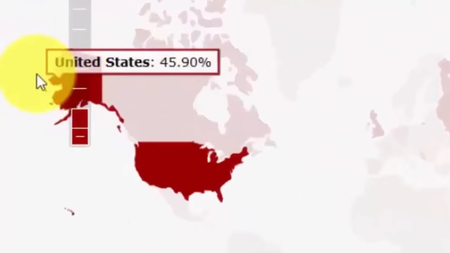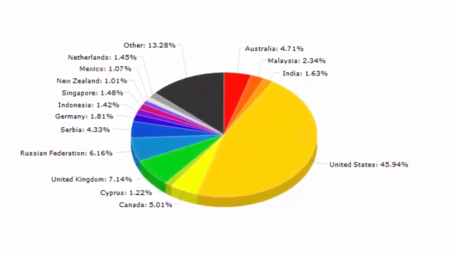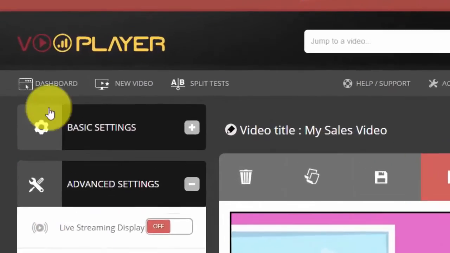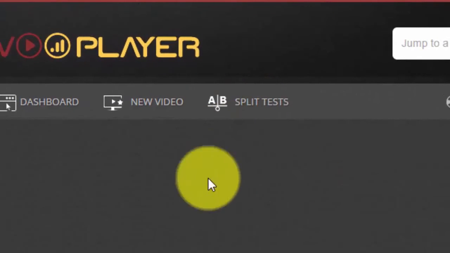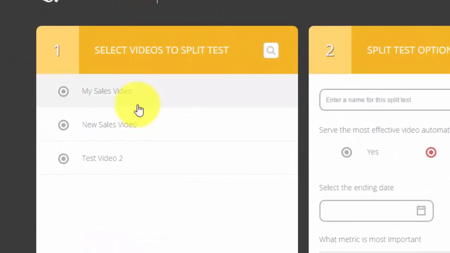So let me show you one more thing. I said that the remarketing was the second most profitable feature. Now, this is the one that beats it. This is where Vooplayer lets you split test your videos right inside Facebook. This, my friend, is a game changer for you.